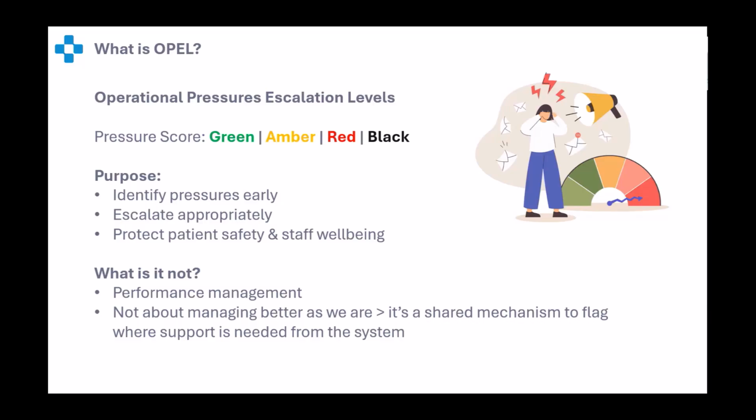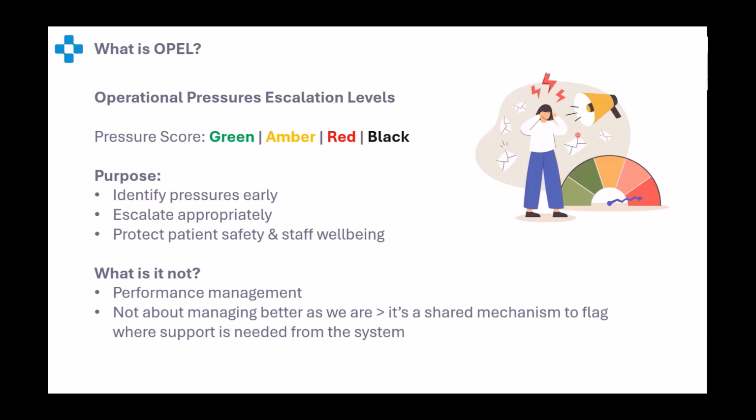That then moves to amber, where there's a moderate pressure felt, and actions would be needed to maintain usual patient flow. Up to red being quite a severe level, where major actions and support from other organisations could be required, and then all the way up to black, which is classed as extreme, where we might be unable to deliver care, requiring some regional or national intervention.